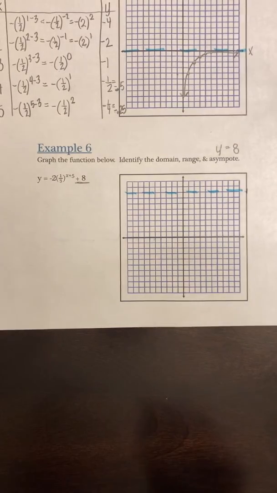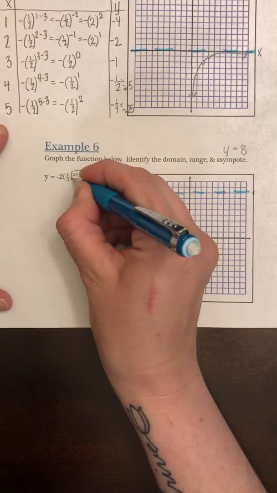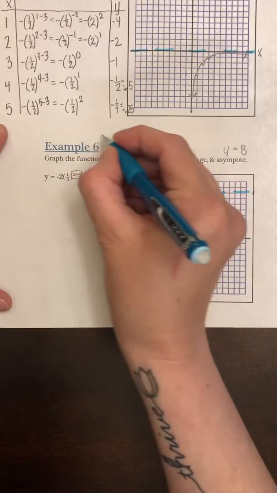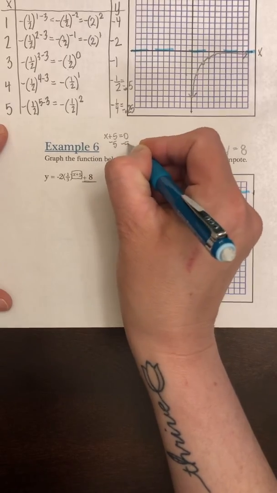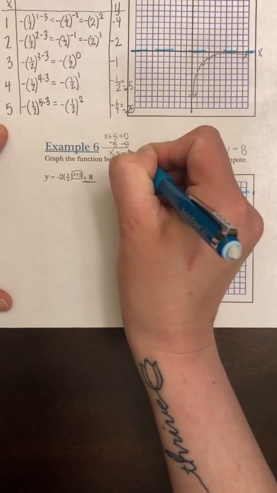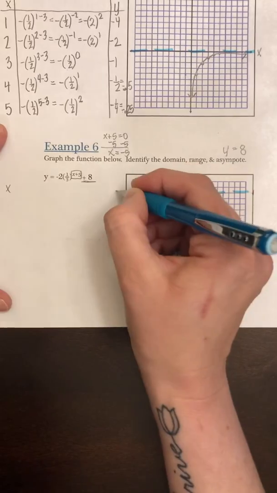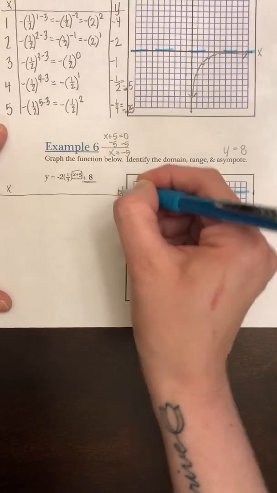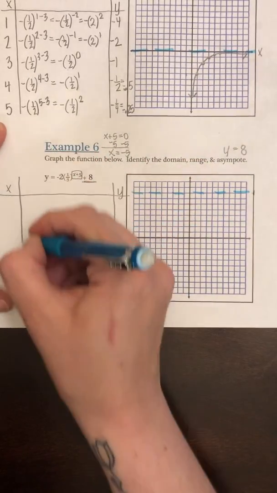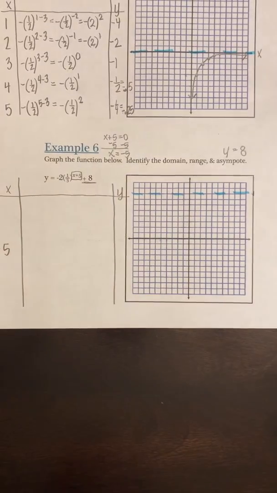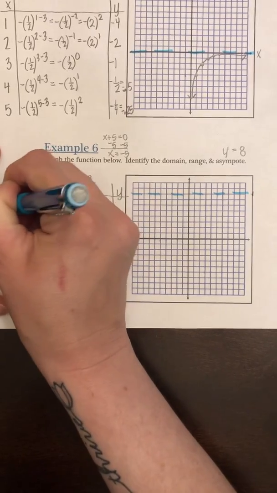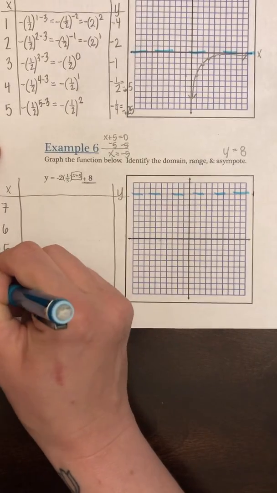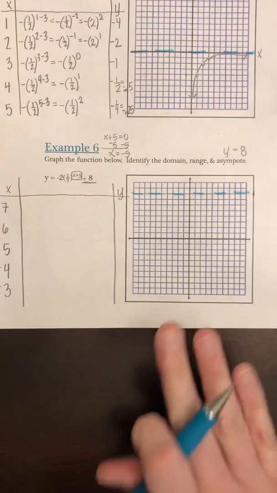All right, before I figure out numbers for my table of values, I have to take that x plus 5 and set it equal to 0, and solve to get negative 5. That's going to be the middle number that I use in my table of values. So I'm going to put negative 5 right in the middle. Smaller than that would be negative 6 and negative 7. Bigger than that would be negative 4 and negative 3. Hopefully everybody's doing okay so far.